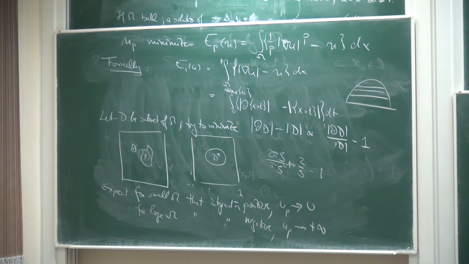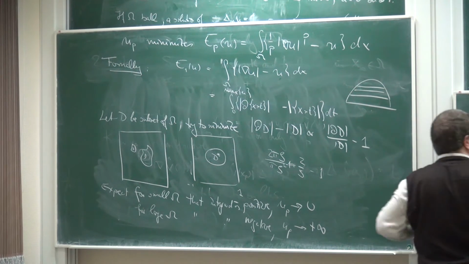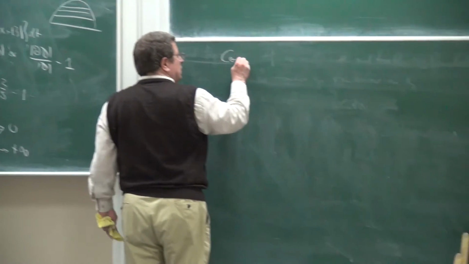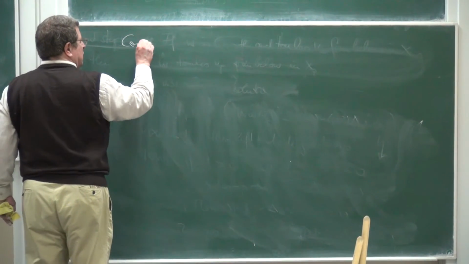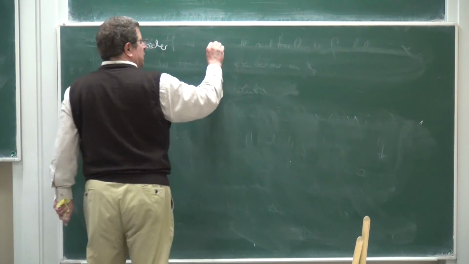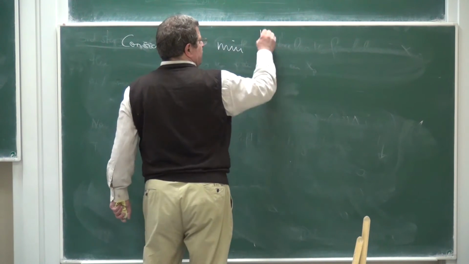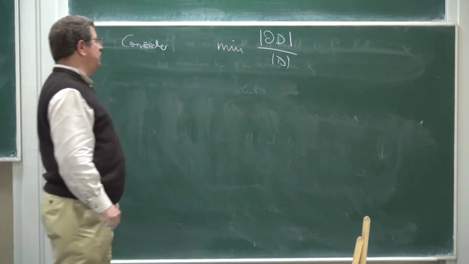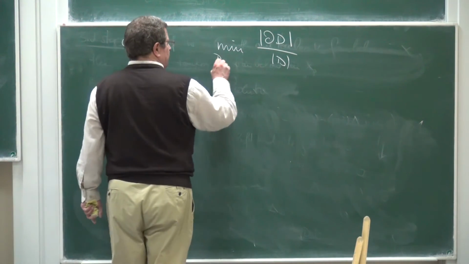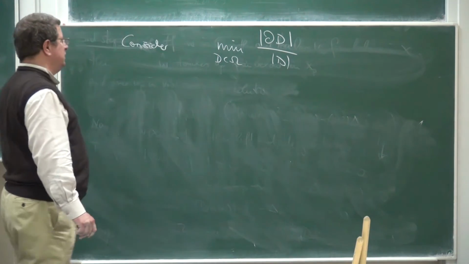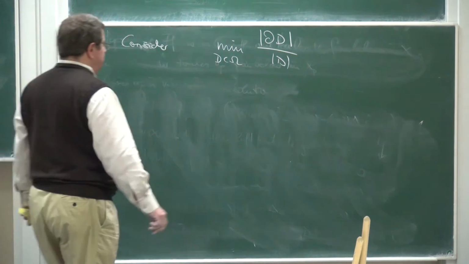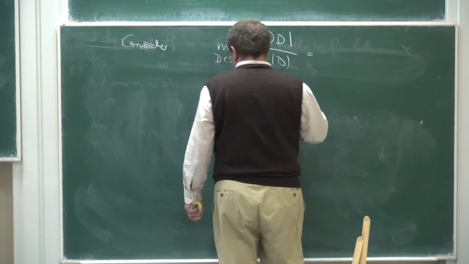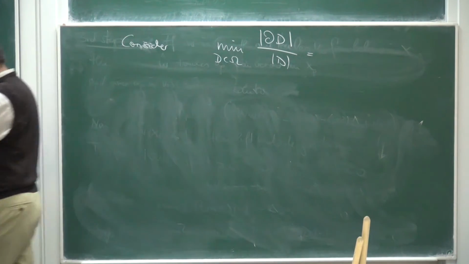Where the integrand can be made equal to 0. So consider the minimum of this ratio, the perimeter of D over the volume of D, among all sets D that are contained in omega. And that's a geometric variational problem.